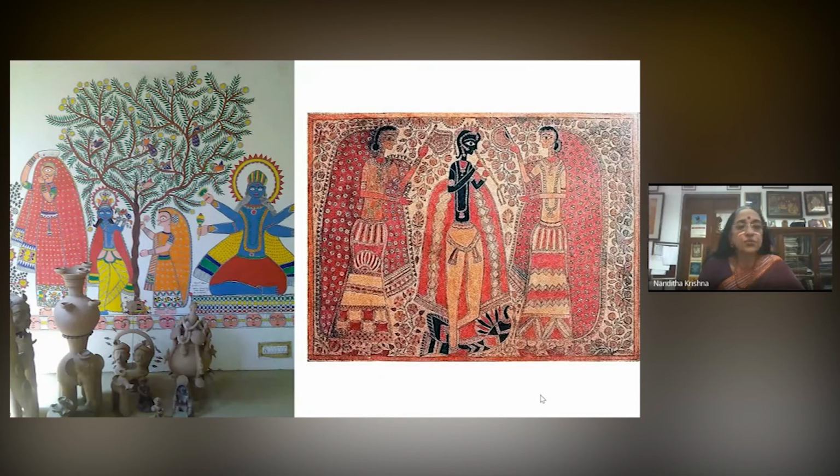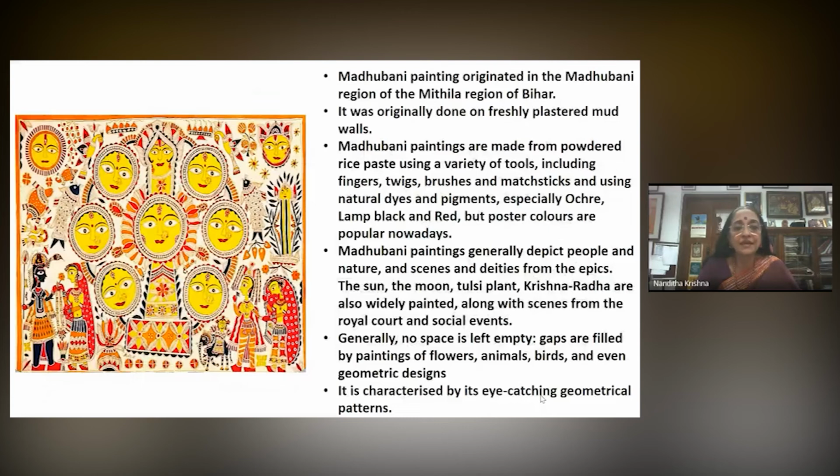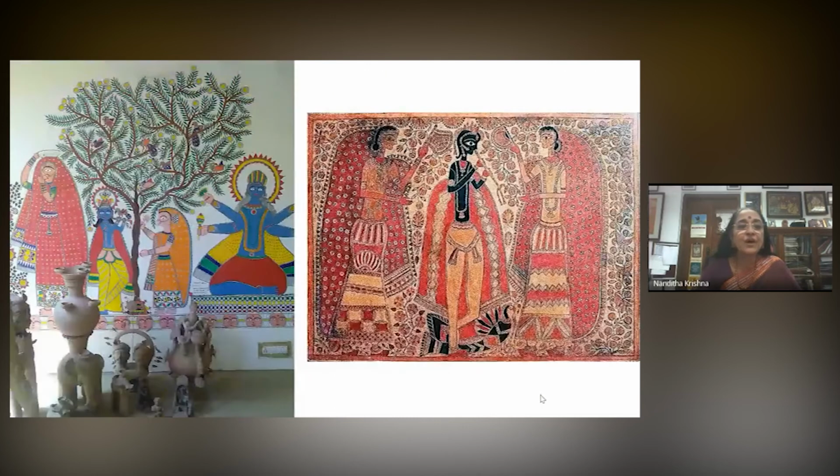The sun, the moon, Tulsi. Earlier we saw that. This is all the sun. And here you have different deities, but no space is left empty. The painting on the right side, you can see, is completely filled in. Gaps are filled by paintings of flowers, animals, birds, and even geometric designs if nothing else is available.